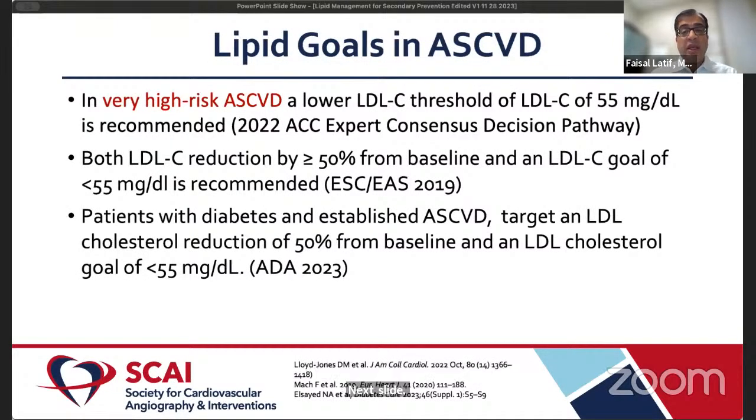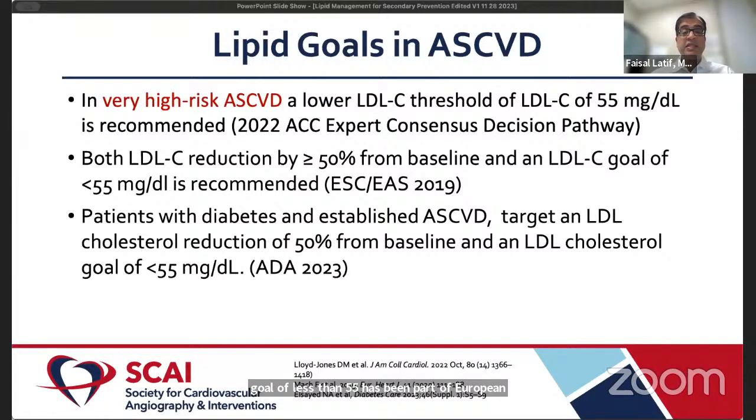So lipid goals in atherosclerotic cardiovascular disease have recently changed, and we as interventional cardiologists should be at the forefront of managing lipids in these patients, particularly in patients who are at very high risk of atherosclerotic cardiovascular disease. The target LDL based on the 2022 ACC expert consensus decision pathway is less than 55. It's not less than 70 anymore. It's less than 55. Both LDL reduction by greater than 50% from baseline and LDL goal of less than 55 has been part of European guidelines since 2019.